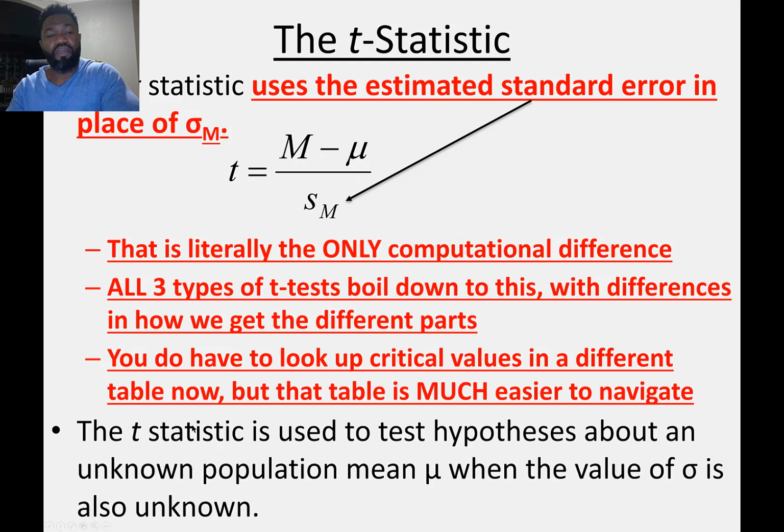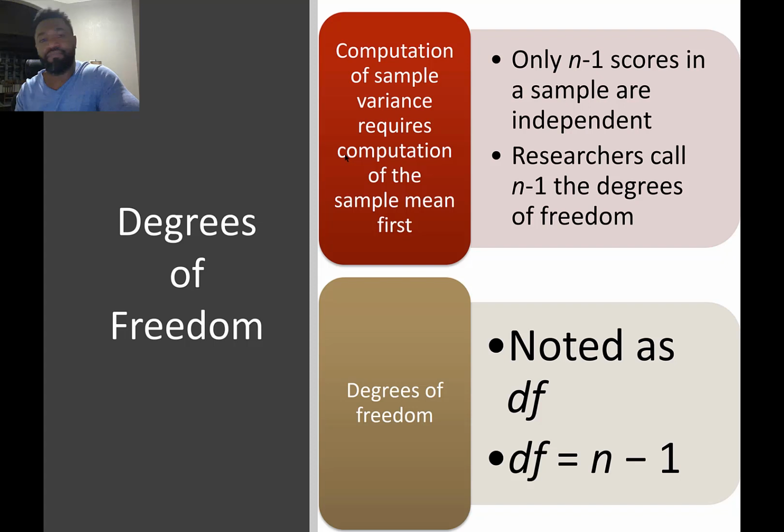So the t-statistic is used to test hypotheses about an unknown population mean, which is mu, when the value of the population standard deviation is unknown. Okay, so we're basically trying to compare a sample mean to a population mean when we're doing the t-statistic, though, for the one sample t-test.